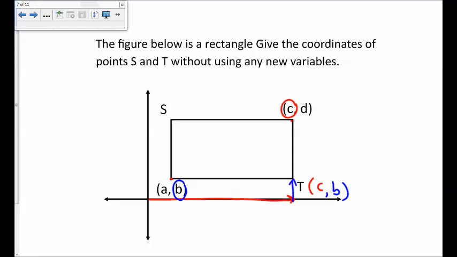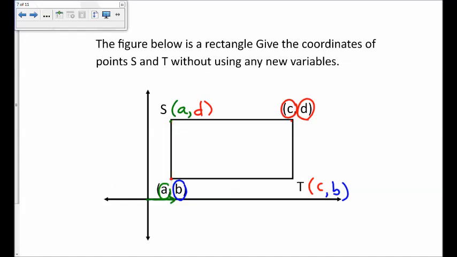Similarly, for point S, to get to point S, I need to go this far in the x direction, which is the exact same as a. And so the x coordinate of S is a. And I would need to go up this height, which is the exact same y coordinate as d. And so S is (a, d).